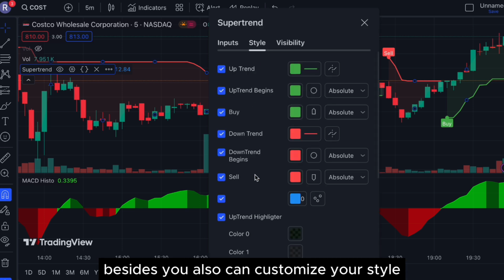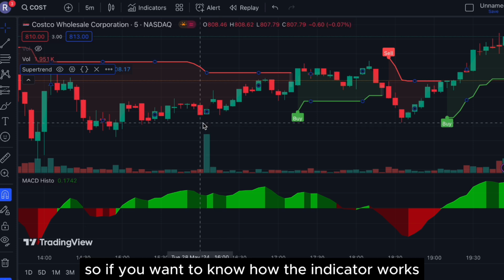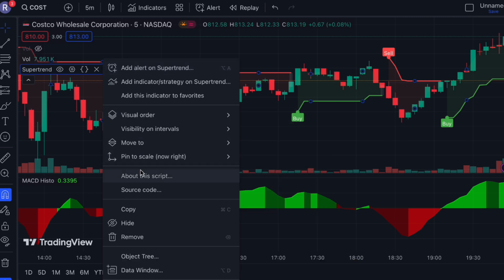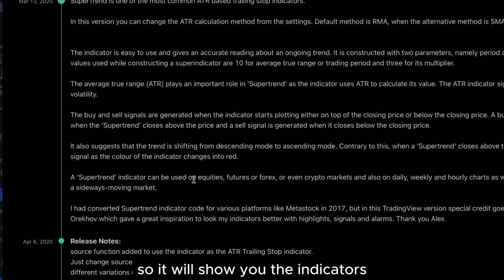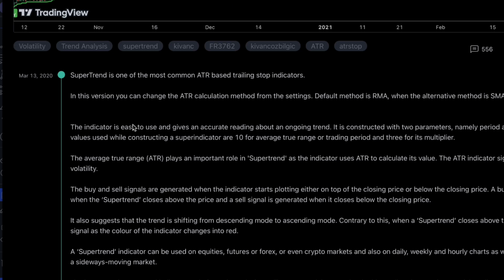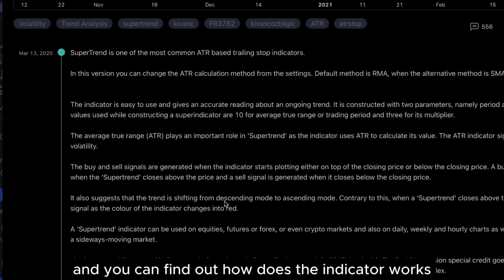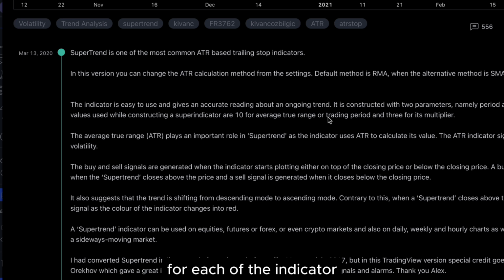Besides, you also can customize the style and visibility of the indicator. So if you want to know how the indicator works, you can just go to the settings tab, 3 dot, and you can find out about this script. So it will show you the indicators and their definition, functionality. You can go through this by pressing the settings, and you can find out how the indicator works and how to customize your setting for each of the indicators.